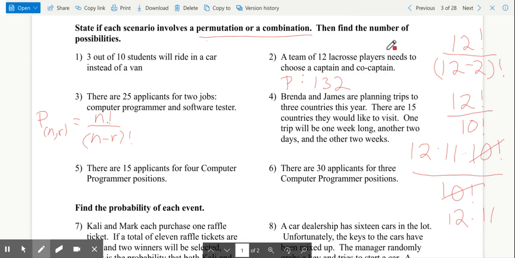All right, so let's jump down to number 6 here. I will do 4, but I want to do 6 first. I have my reasons. All right.